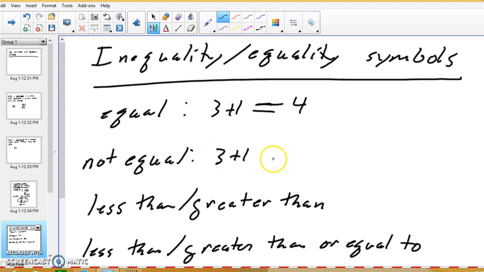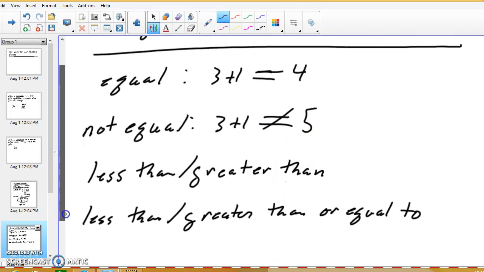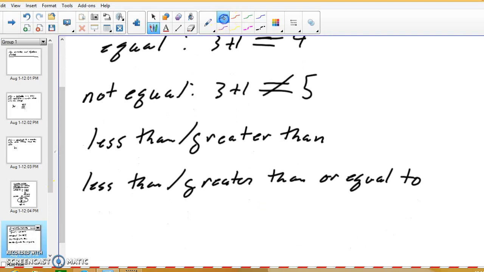Another one is not equal. Again, very simple, and it seems like, oh, when would we ever use something like that? Well, it'll show up in certain areas in algebra. So just simply, that's a false statement. Say you have 3 plus 1 does not equal 5, or 3 plus 1 is not equal to 5. Again, just the not equal symbol, just putting it right down the middle.